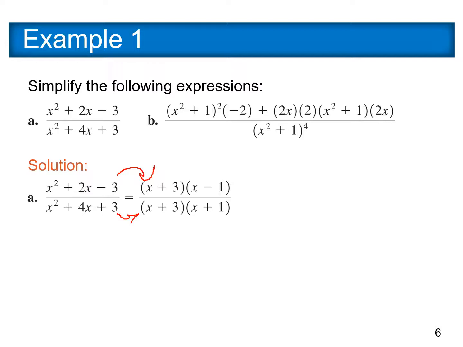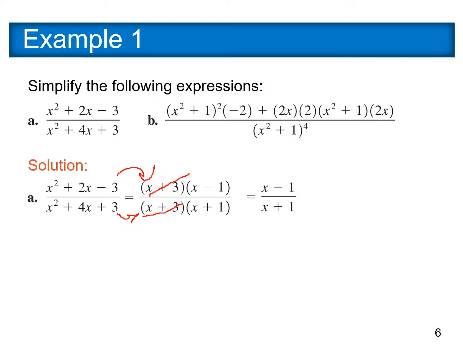Now what I notice here is that I can cancel two factors. I can cancel the x plus 3, which would result in x minus 1 divided by x plus 1. Can I cut anything else? Can I find anything else? No. In this case, we can say that it is simplified.